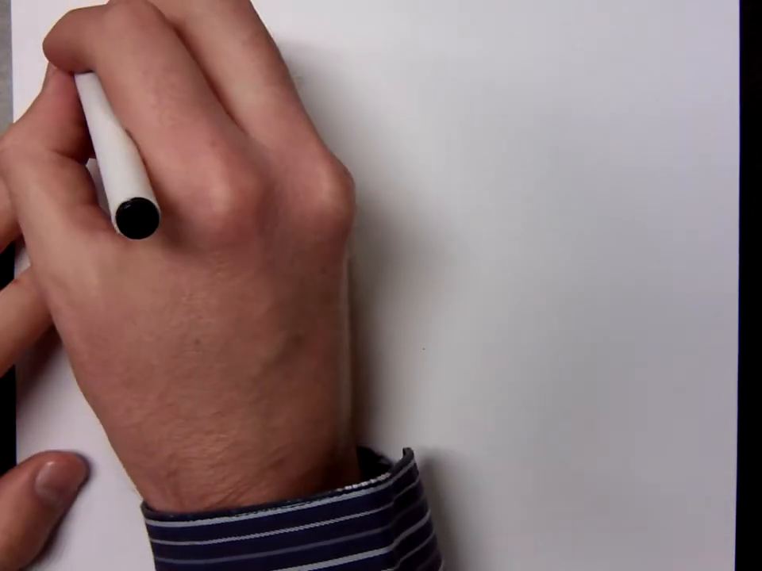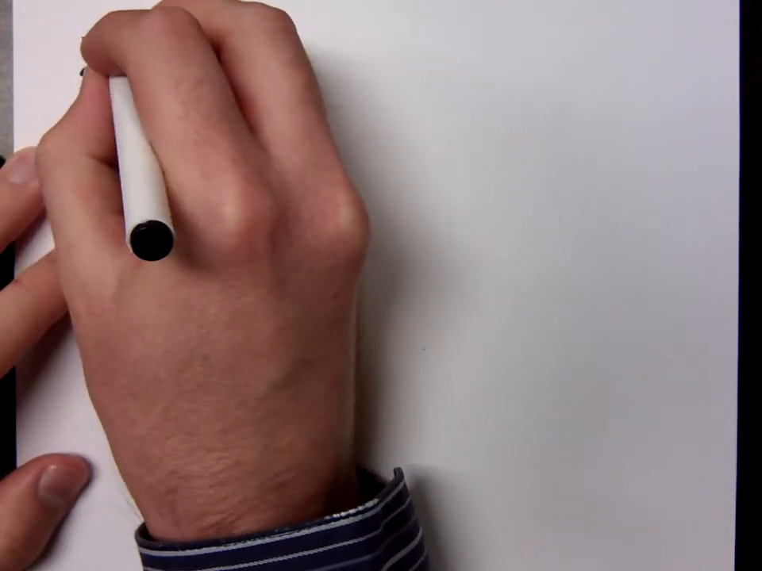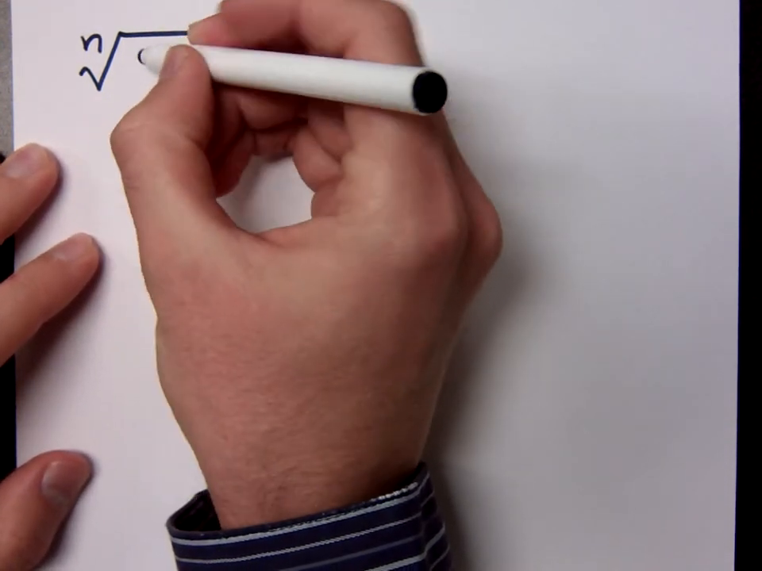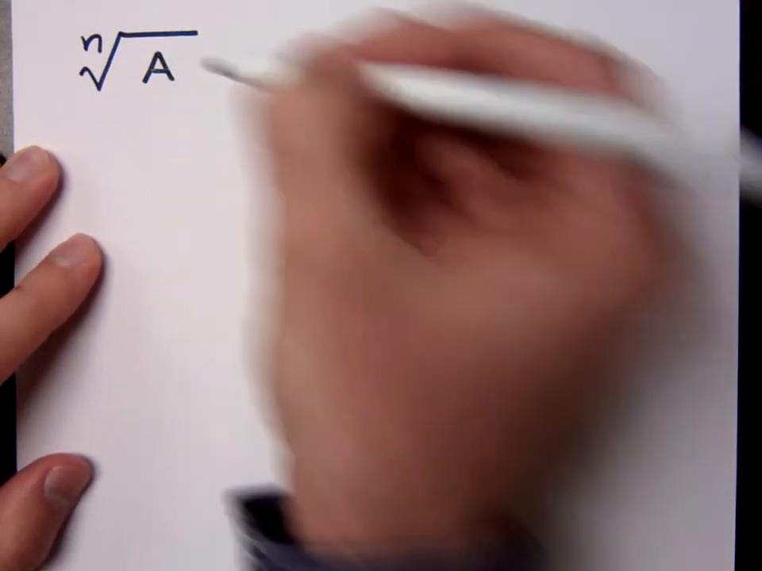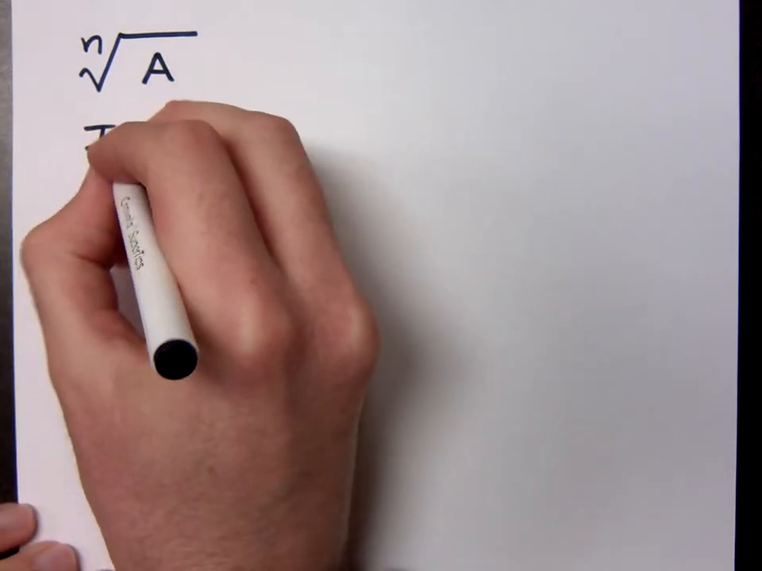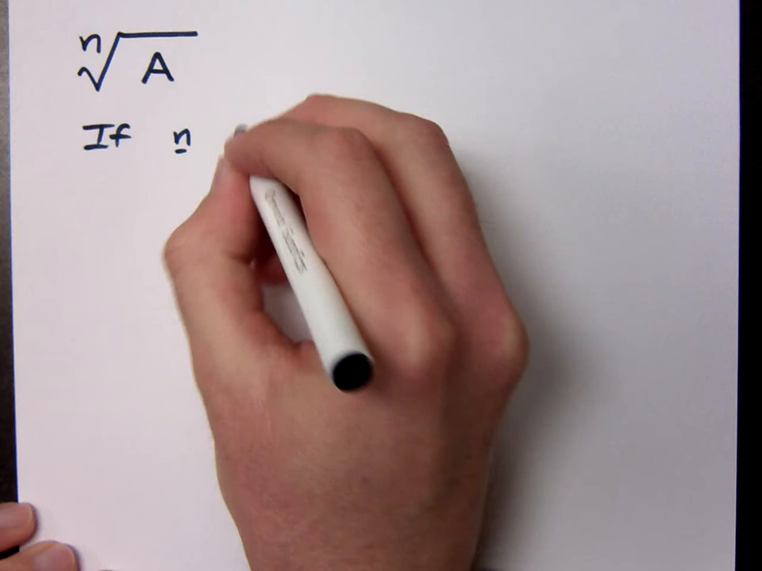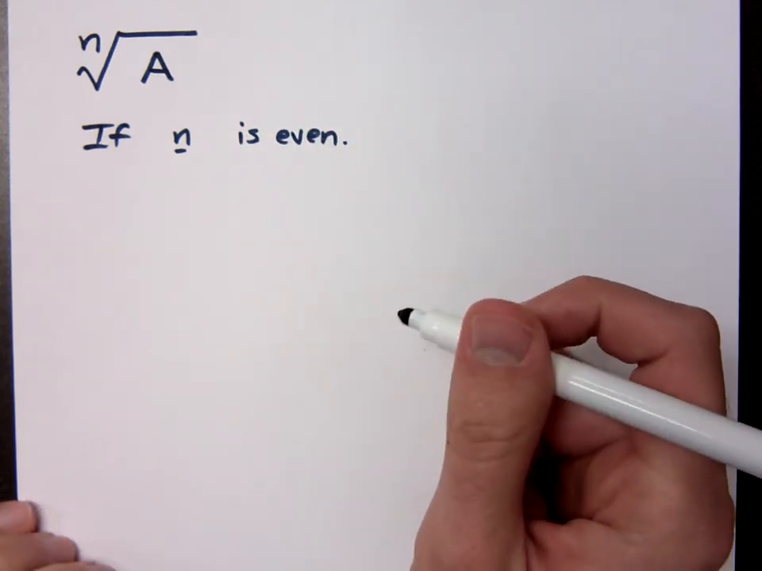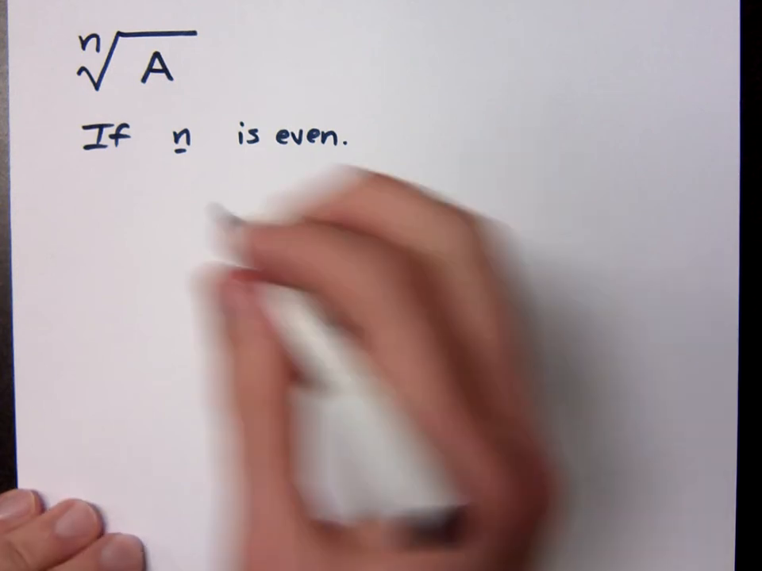All right, let's look at expressions like this. We're looking at the nth root, and I want to make sure you know what you can and can't do with some of this stuff. First, we're going to look at what happens if that index is even. You have an even index, okay?